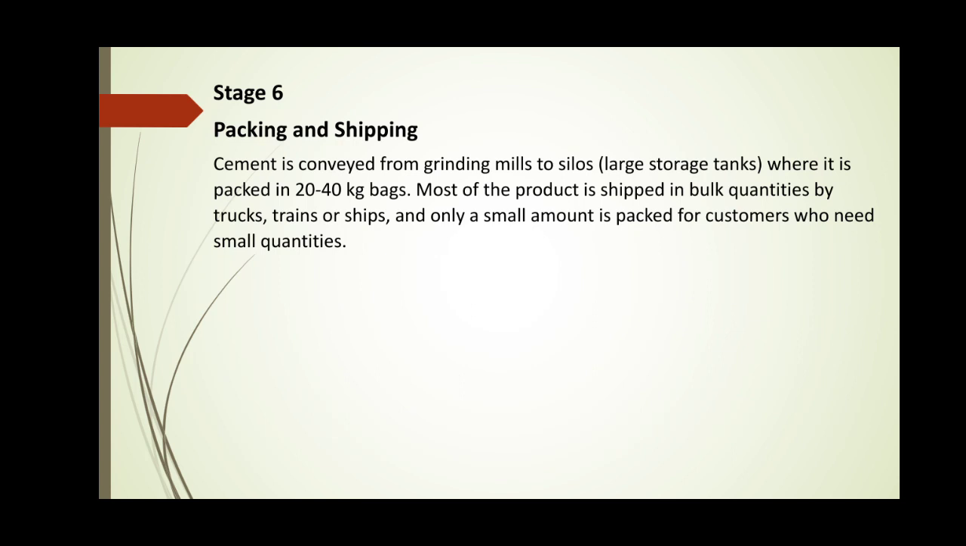The next stage is the packaging stage. Cement is conveyed from grinding mills to silos, that is large storage tanks of cement, where it is packed in 20 kg, 40 kg or 50 kg bags. Most of the product is shipped in bulk quantities by trucks, trains or ships, and only a small amount is packed for customers who need small quantities. Generally, the packaging of 50 kg is done by all companies.